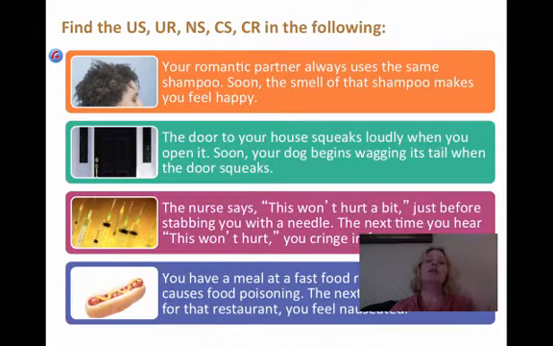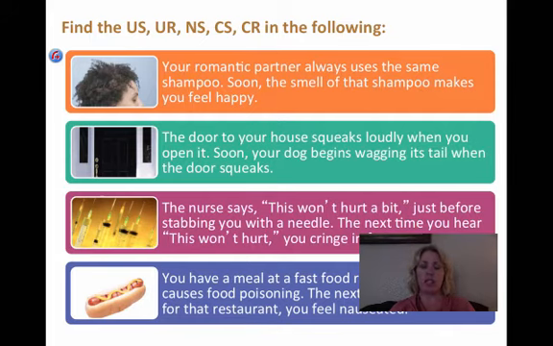Okay, so let's go through some other examples. Can you find the different responses in the following? Your romantic partner always uses the same shampoo. Soon the smell of that shampoo makes you feel happy. The door to your house squeaks loudly when you open it. Soon your dog begins wagging its tail when the door squeaks.